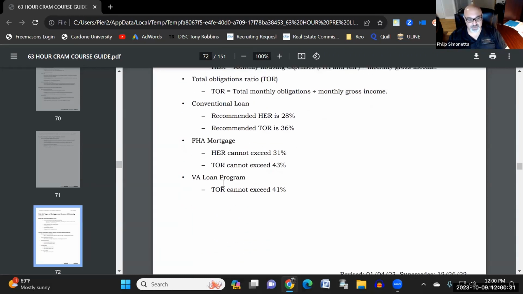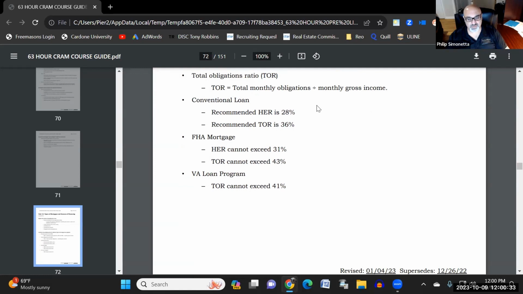Now, for a conventional loan, the recommended HER is 28%. And the recommended THRU is 36%. FHA is HER is 31%, and the THRU is 43%. Cannot exceed those. And a VA loan, the THRU cannot exceed 41%. Now you see on a conventional loan, it's recommended. They can go higher. The higher they go, there's different programs and there's higher rates. However, for testing purposes, 28 and 36, okay?